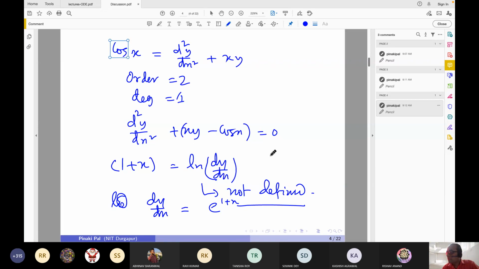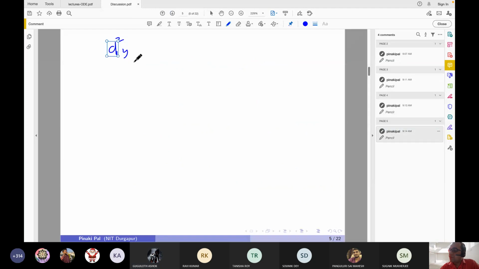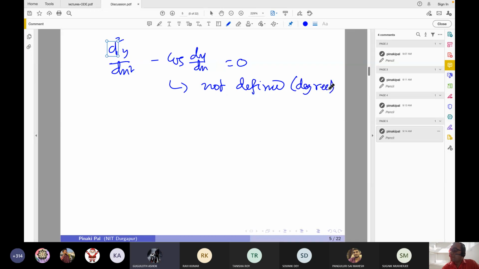Sir, what about the order? In the previous slide, order is 1 only. Sir, if there is no plus 2, then what will be the answer? Like d square y by dx square minus cos dy by dx is equal to 0. This is one question, and another question is d square y by dx square whole square. Degree not defined, order 2.